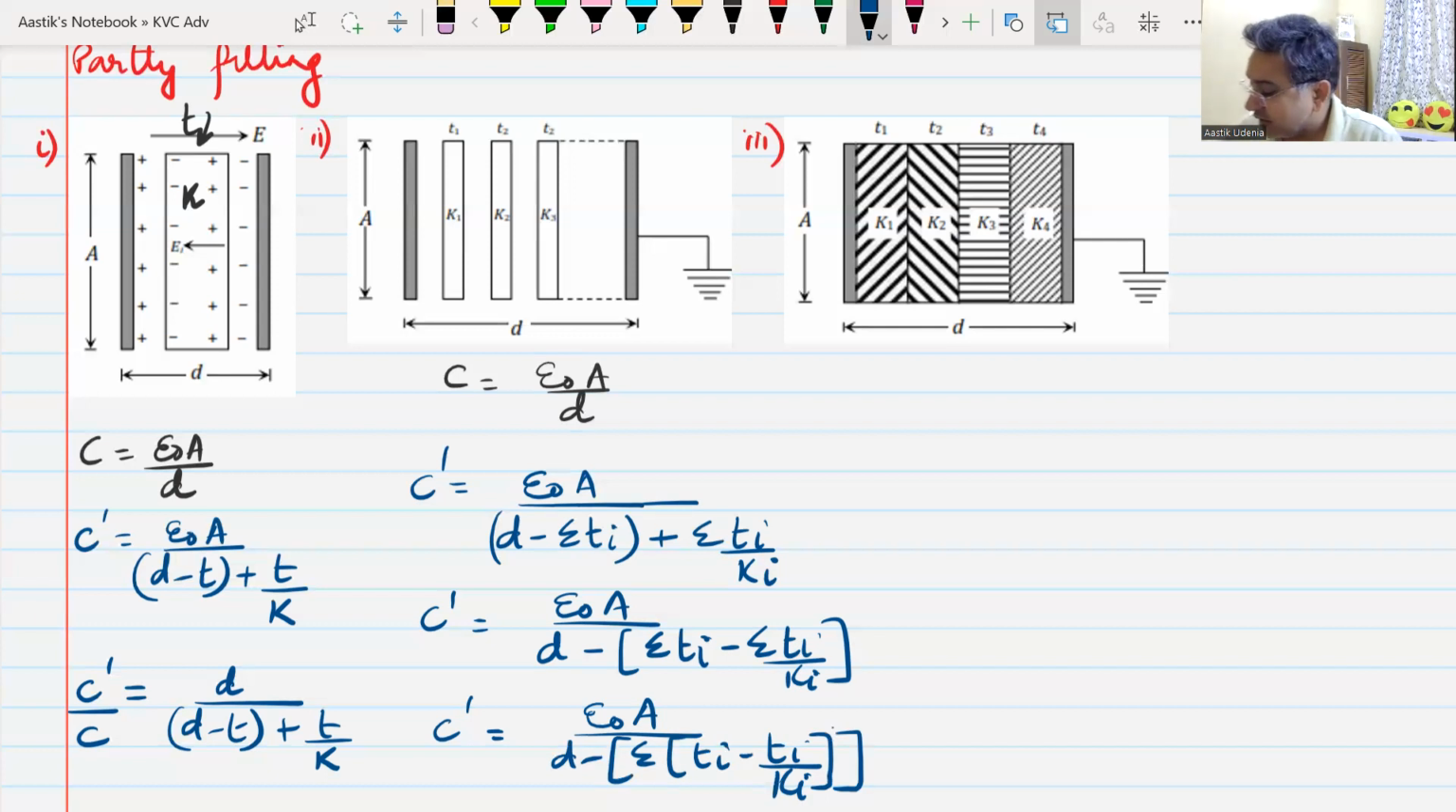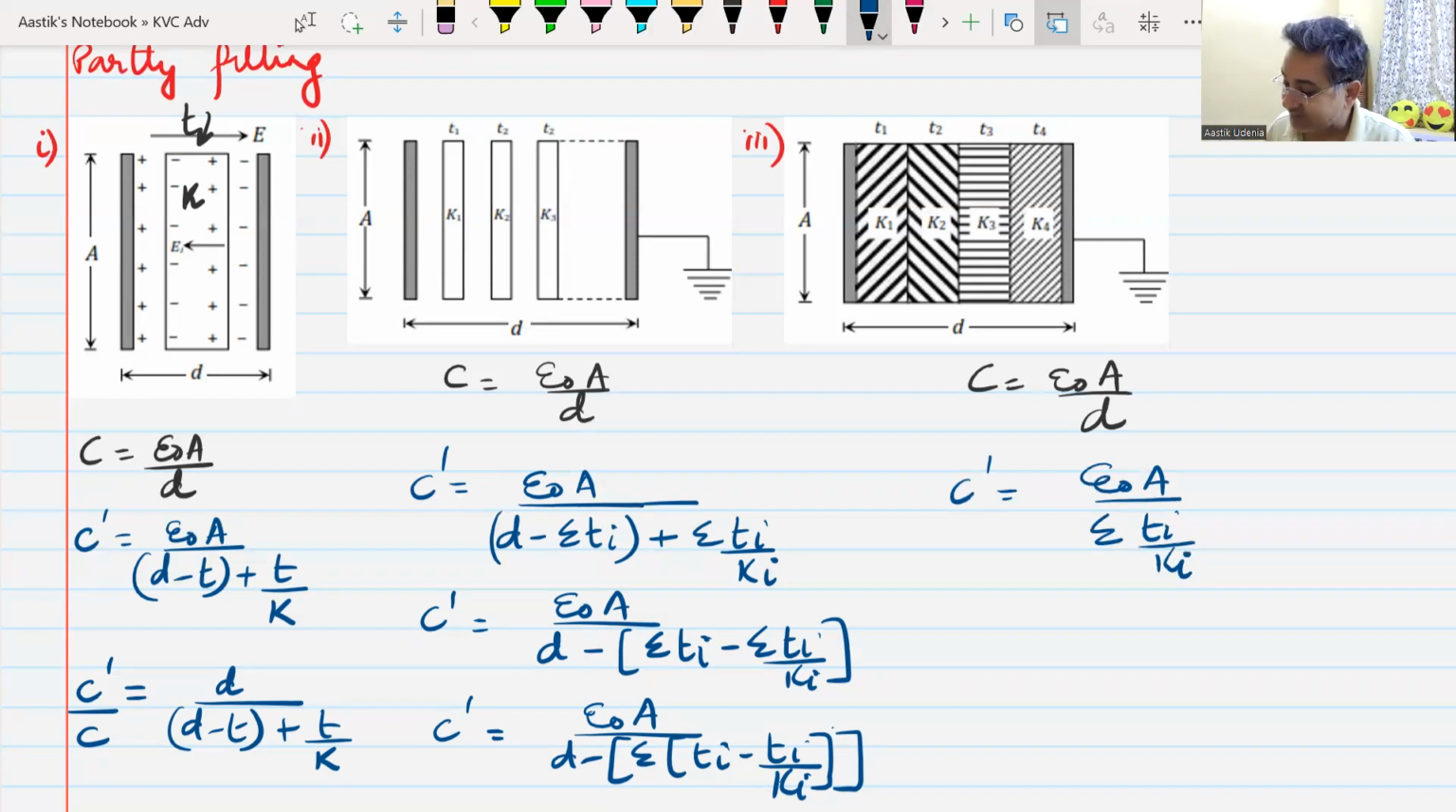In the third case, the original capacitance is epsilon naught A by D. The new capacitance will be how much? Epsilon naught A upon, here the entire space is filled with dielectric and there is no empty space. So it is simply summation of Ti by Ki. Do we understand this? Now I'll give you time to note it down. Once you've understood this, you don't have to look at the diagram. You can draw your own diagram and write the formulae. These are not formulae, these are questions that are going to come in your exam.